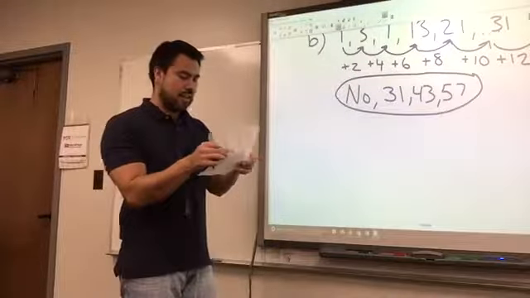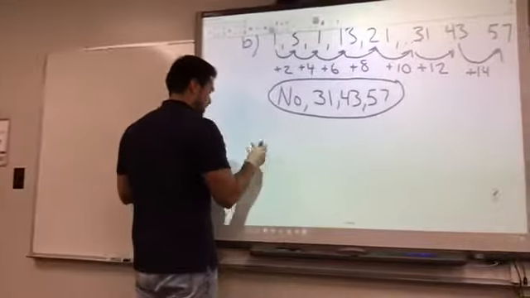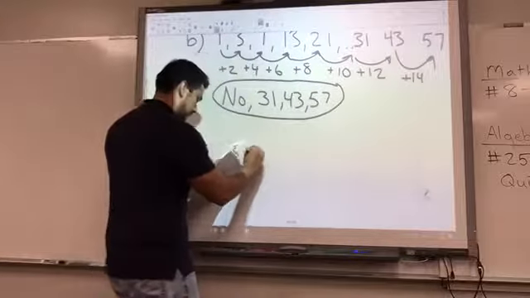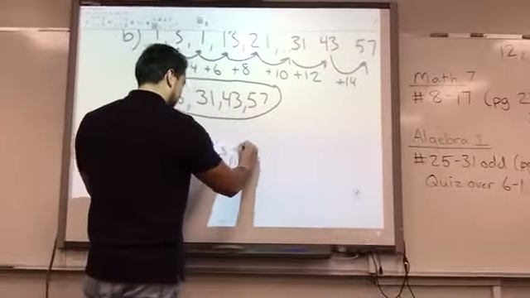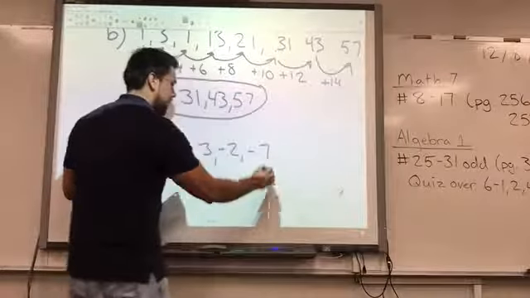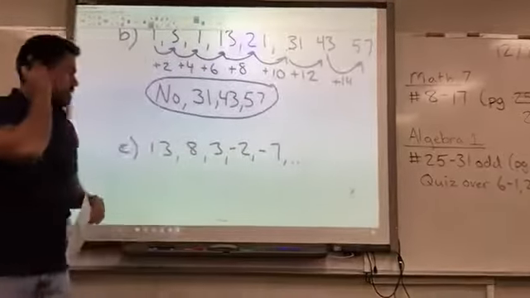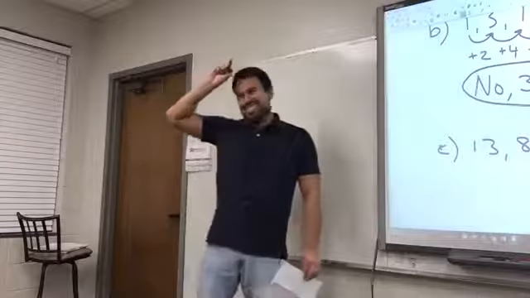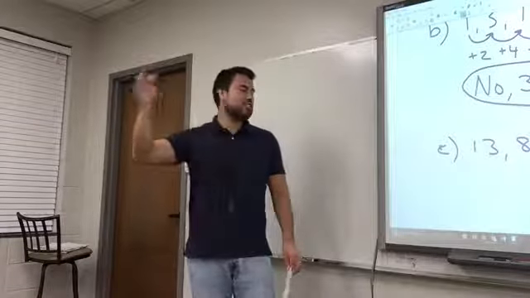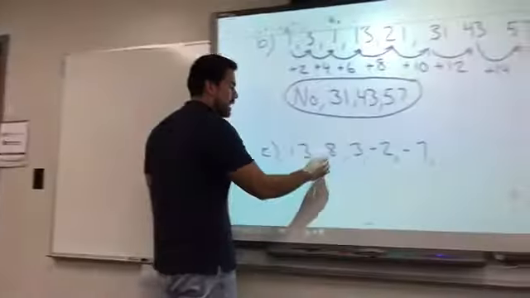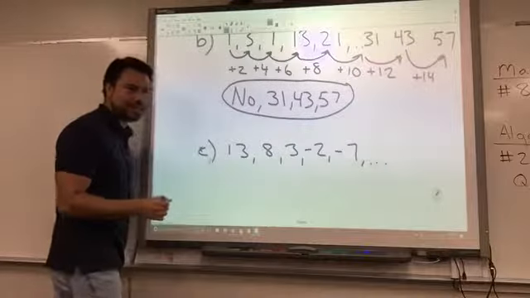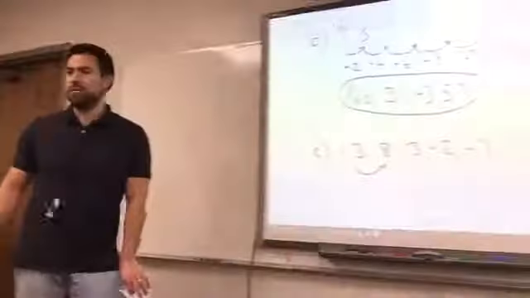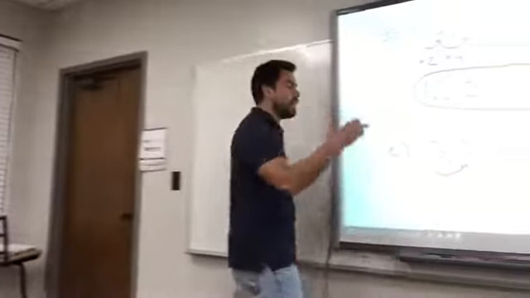sequence. C. This one gives you 13, 8, 3, -2, -7. All right, the common difference here is something else, and I need you to be careful. What's the difference between 8 and 13, or 13 and 8, and you have to say it correctly. We'll end with this. -5.